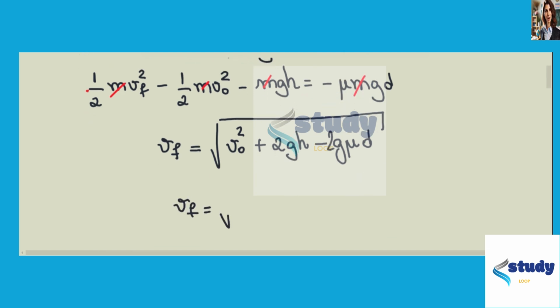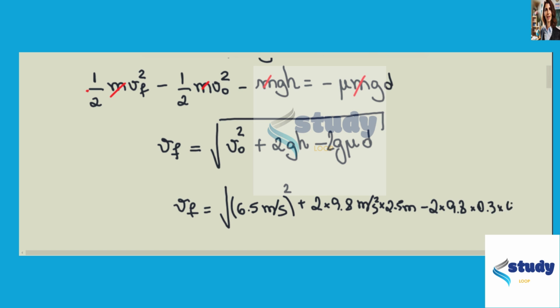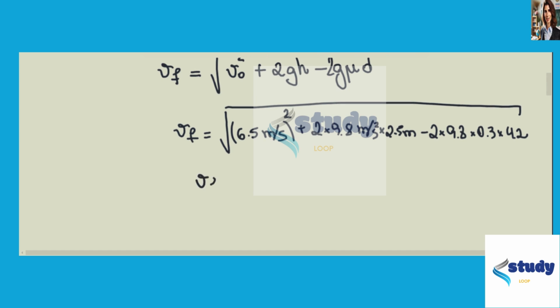So Vf is equal to the square root of V0, that's 6.5 meters per second, squared plus 2 times 9.8 meters per second squared times h, and h is equal to 2.5 meters, minus 2 times 9.8 times 0.3 times d, which is 4.2 meters. So Vf is equal to 8.16 meters per second. This is the final velocity.